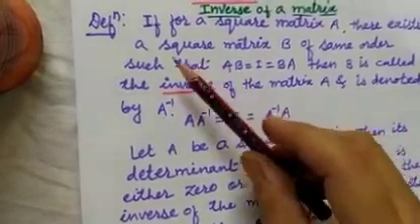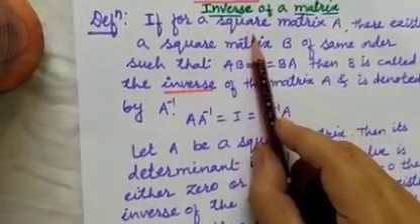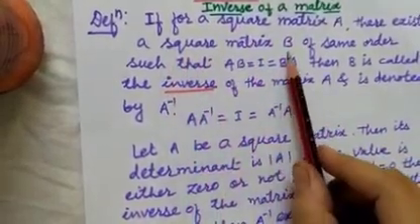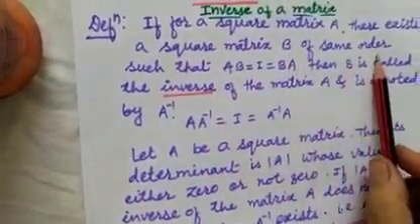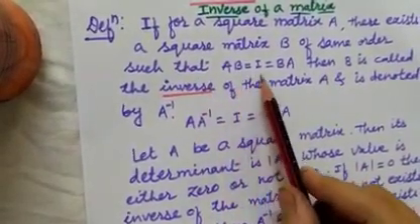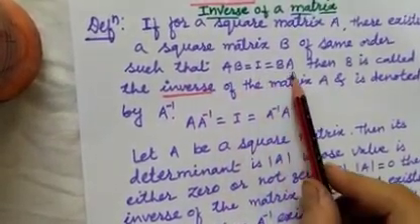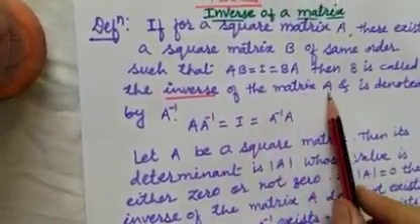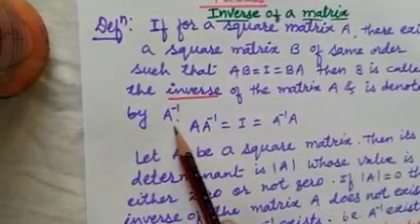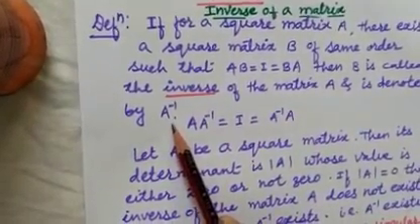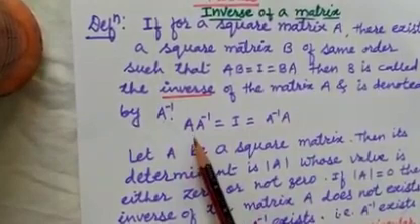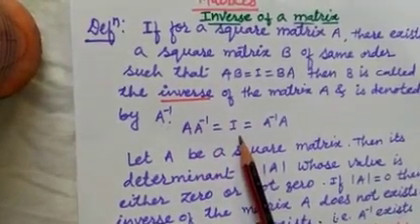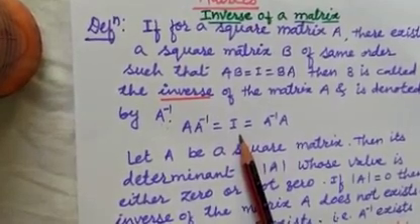If for a square matrix A, there exists a square matrix B of the same order such that AB equals I equals BA, then B is called the inverse of matrix A and is denoted by A inverse. We always denote A inverse in this symbol. A into A inverse equals I. You know what is I? I is a unit matrix of whatever order is given.